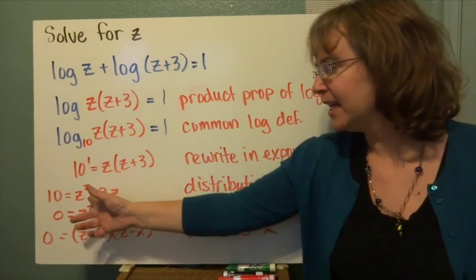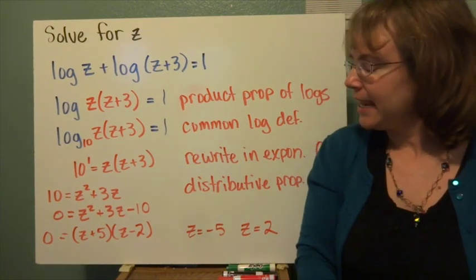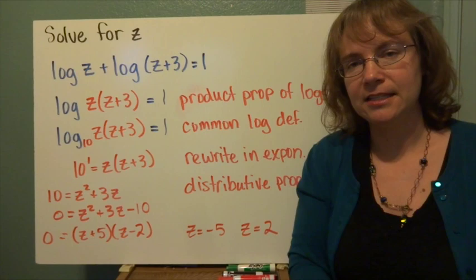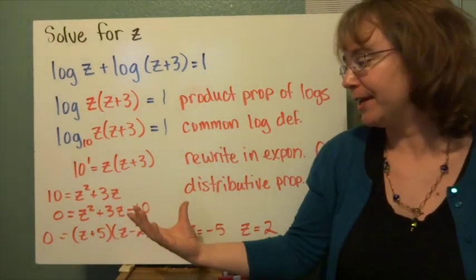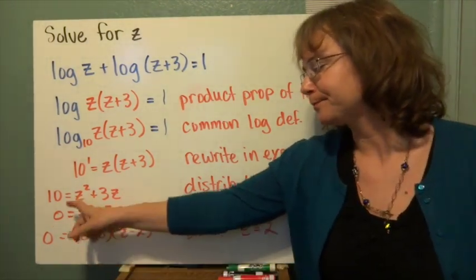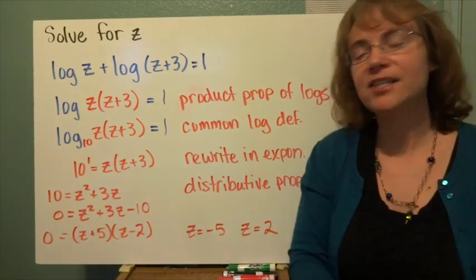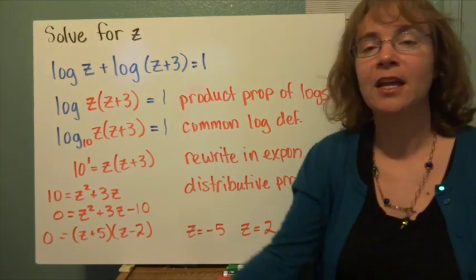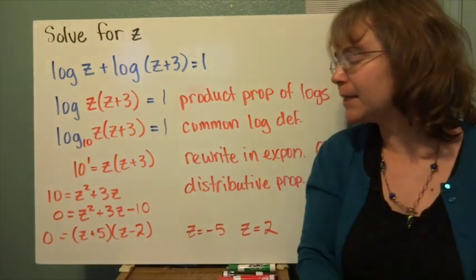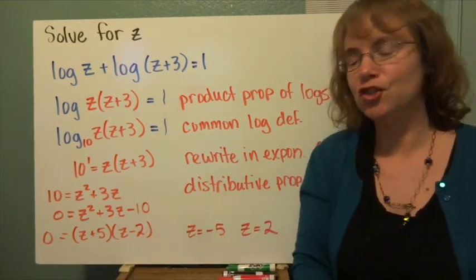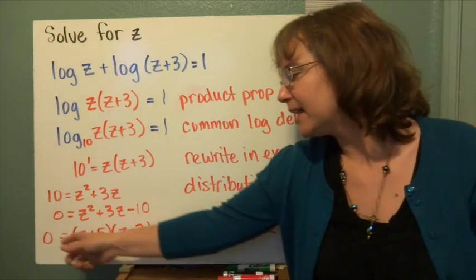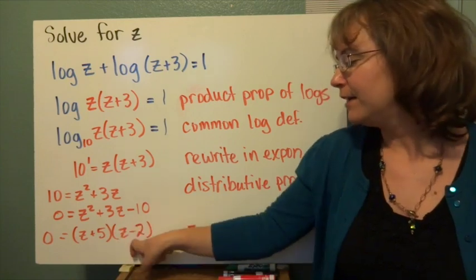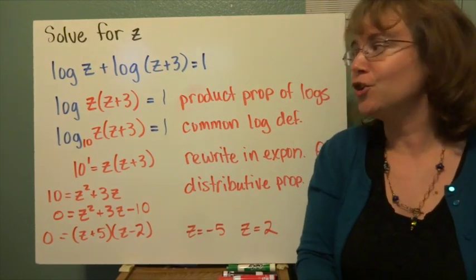So I distributed, and it's a quadratic. Anytime it's a quadratic, I set it equal to 0, just in case I can factor it and use the 0 product property. So I have z squared plus 3z. I'm going to subtract a 10 from both sides so I can set it equal to 0. I go ahead and factor it. I have a z plus 5 times a z minus 2. So then setting that equal to 0, z plus 5 equals 0, z would have to be negative 5, and z would be positive 2.